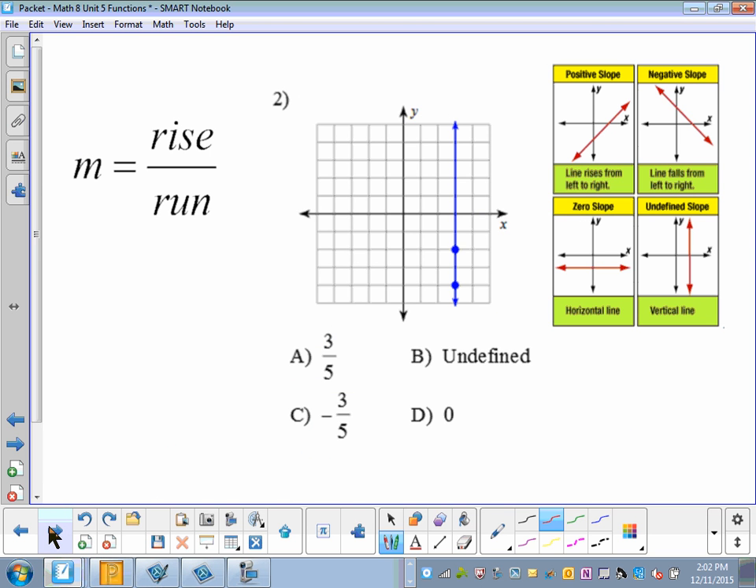All right, number 2, we have another graph. So we're thinking of rise over run, and we're always going to start off by visualizing the 4 types of slope: positive, negative, 0, or undefined. Well, this is a vertical line, and we could calculate the slope using these 2 points, but we can clearly see that it's an undefined slope because it's a vertical line. So B would be our answer.